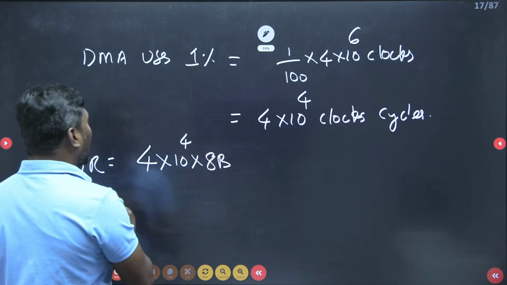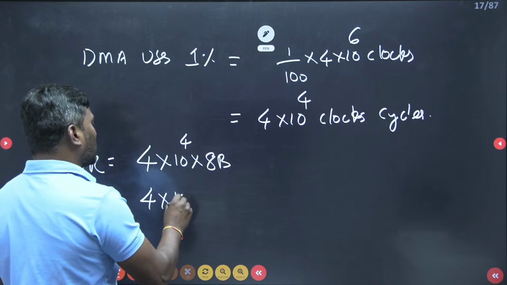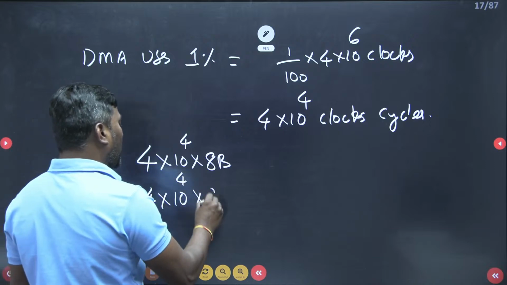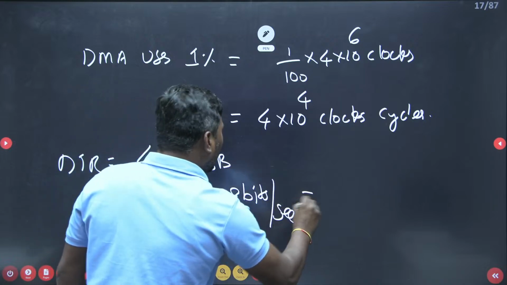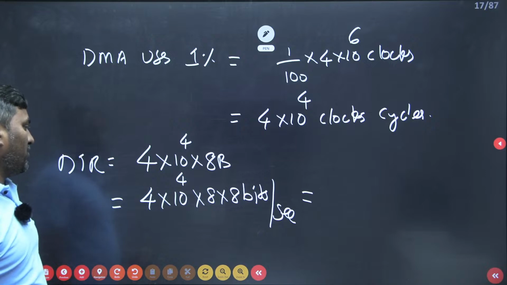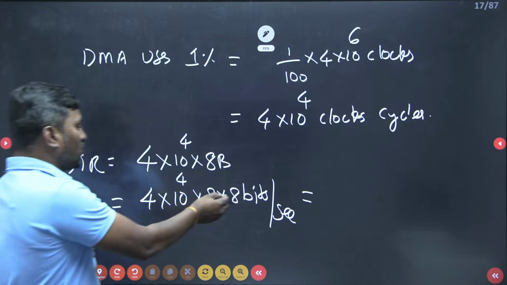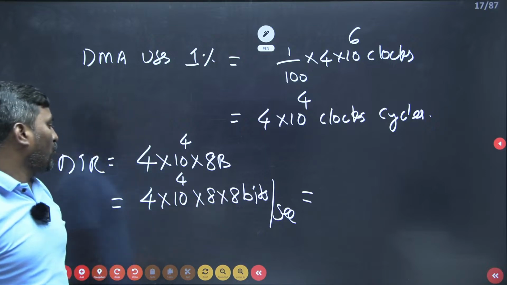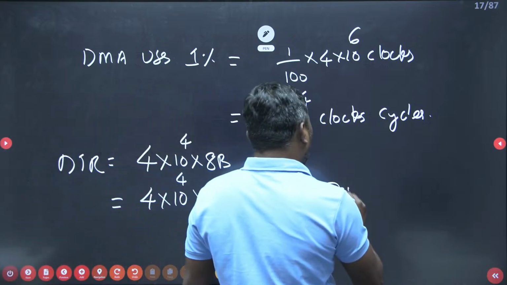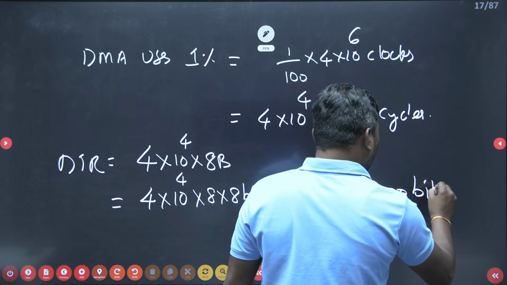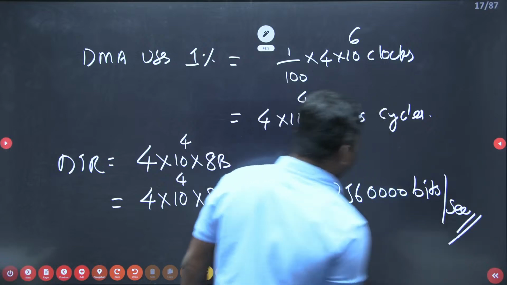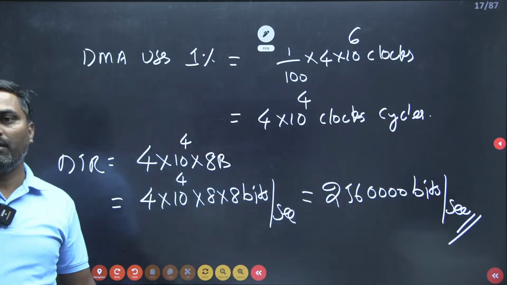Now, they are asking in terms of bits, right? Bits per second. So 10 power of 4 into 8 bits. You have to simplify this value. So 64 into 4 is 256. So 256 with 4 zeros bits per second is the DTR. This is your answer. I think one of the options is there.